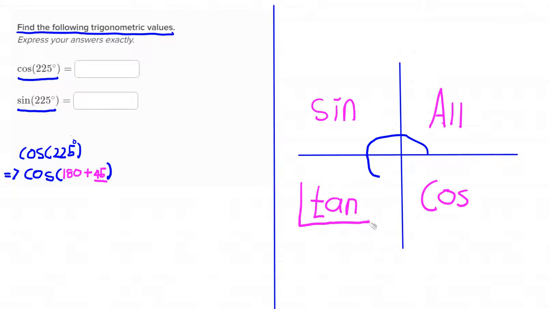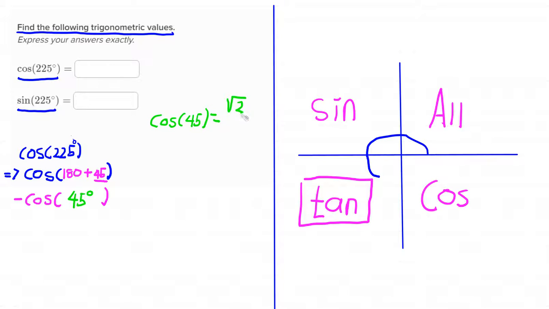So since only tangent is positive, it is going to be minus cosine of 45 degrees. And we know the special angle value of cosine of 45 degrees is equal to square root of 2 over 2. Using this trigonometric value, we can simplify this more, and it is equal to minus square root of 2 over 2. So the answer for cosine of 225 degrees is minus square root of 2 over 2.